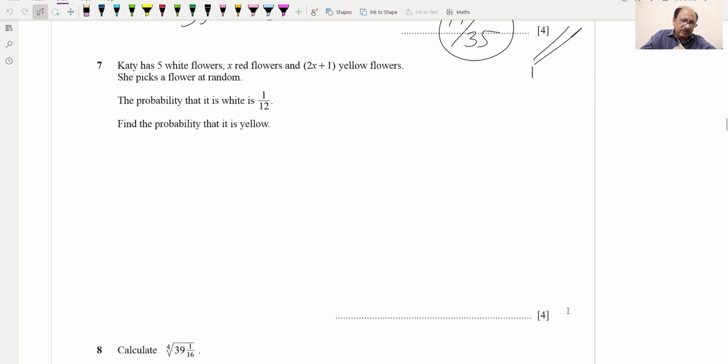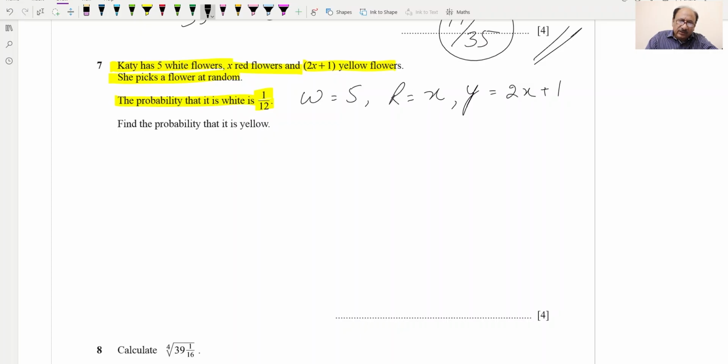Now question number 7 says Kate has 5 white flowers, x red flowers, and 2x plus 1 yellow flowers. She picks a flower at random. The probability that it is white is 1 over 12. So if we write the data given to us, white are 5, red are x, and yellow are 2x plus 1. So this is the data provided.